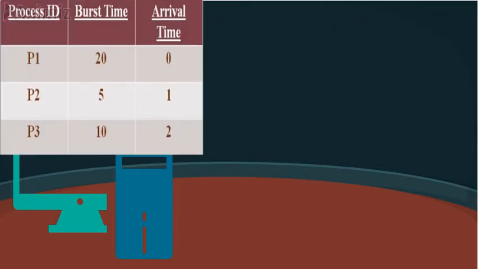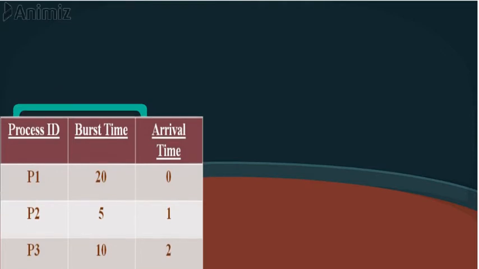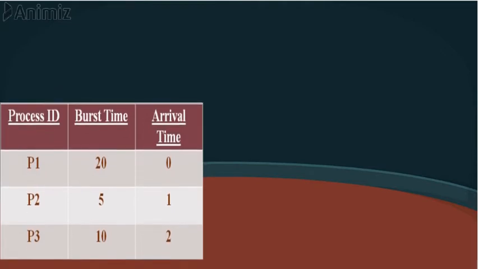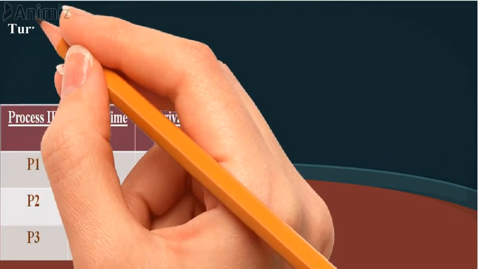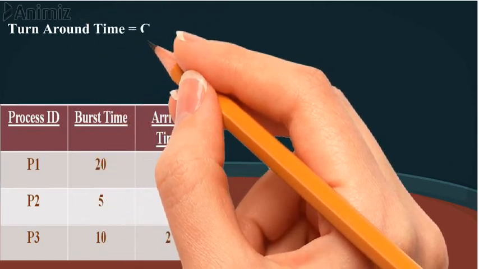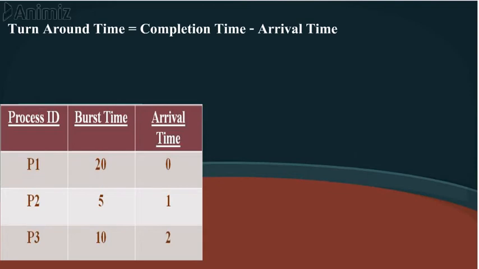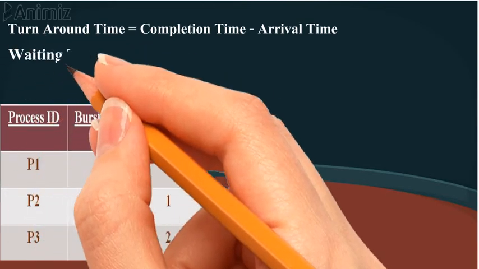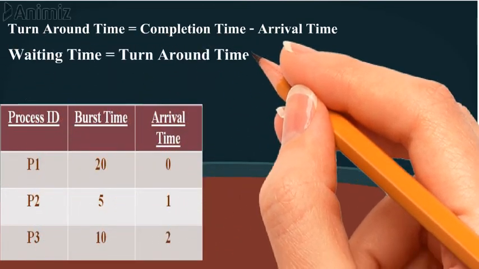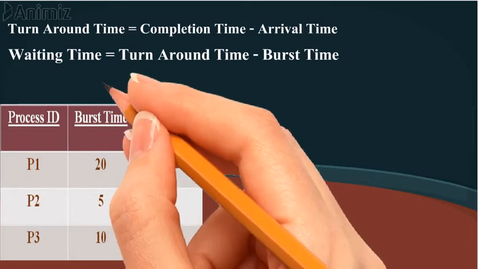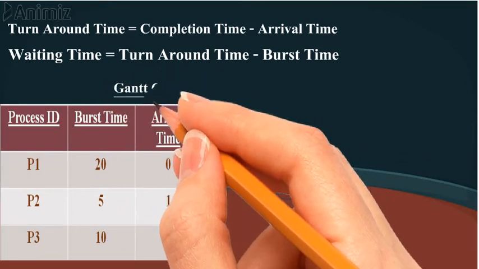Now, let's find the average waiting time and average turnaround time for these processes. The formula for turnaround time is completion time minus arrival time. And the formula for waiting time is turnaround time minus burst time. Now let's start with Gantt chart.